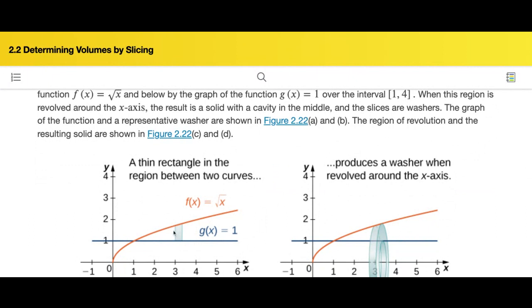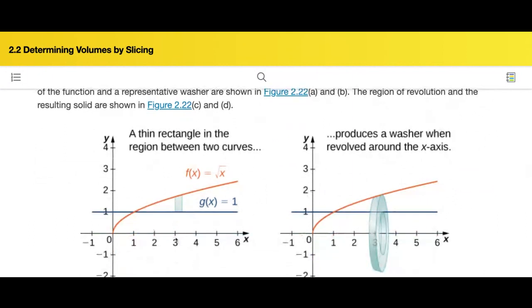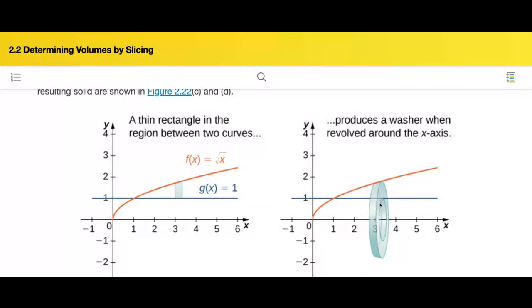Rotate this region. So just think about the region bounded in between this orange color and this blue color. The blue color is the graph of g, the constant function 1, and the orange one is square root of x. Now, if we rotate over the x-axis, we see the middle is hollowed. You see the picture on the right? The middle is hollow, the middle is empty. The object is this outside shaded part.